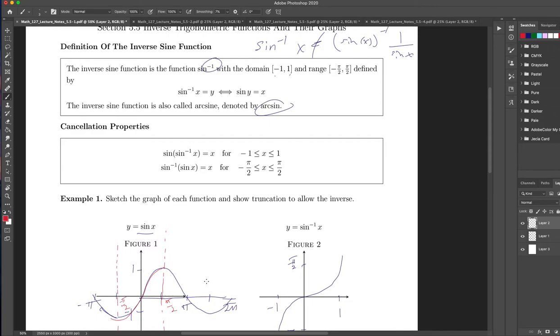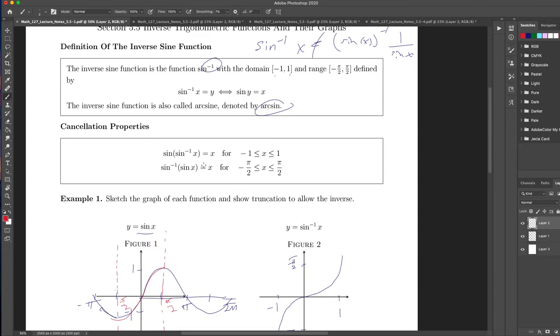We just defined it to be from here to here. Could we have defined it from π/2 to 3π/2? Sure, you could have done that, but mathematicians a long time ago just defined it this way: we'll just truncate the sine function this way. And so we showed this truncation that allows the inverse, because it has to be a 1-to-1 function.